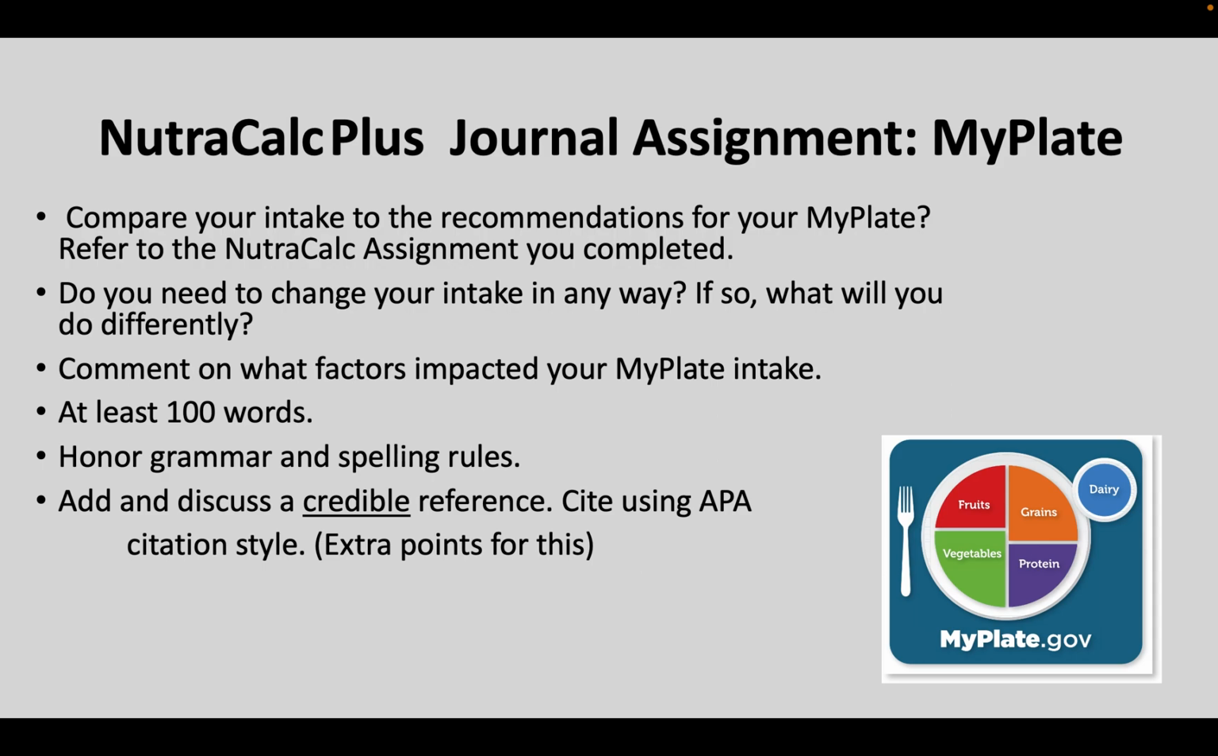Now to the requirements. You need to have a journal entry that is at least 100 words. And you need also to honor spelling and grammar rules. I know you all know how to write sentences. I know you know how to use capital letters where necessary. I also know that you know how to spell and so forth. You get the message, right? This isn't a text or a Twitter statement or post. This is an assignment. Enough said, right?